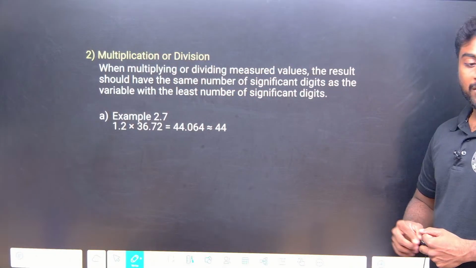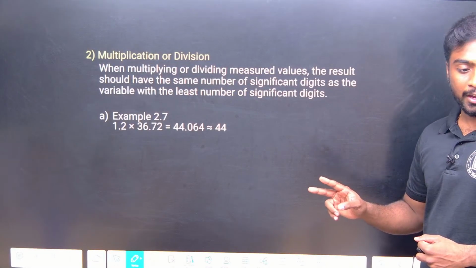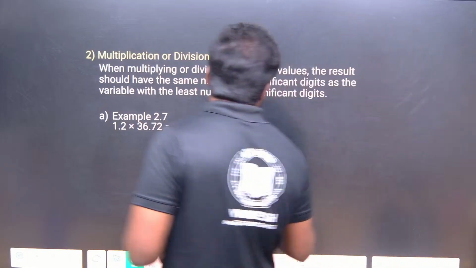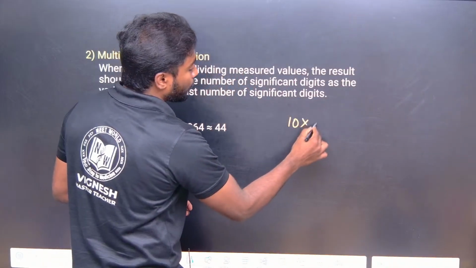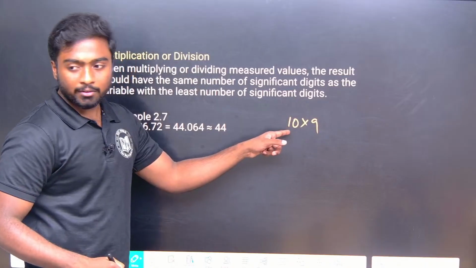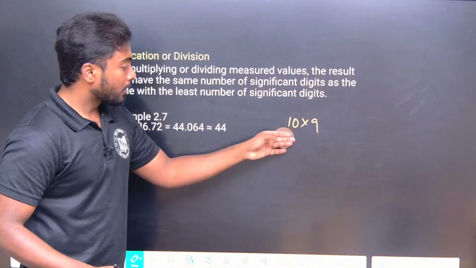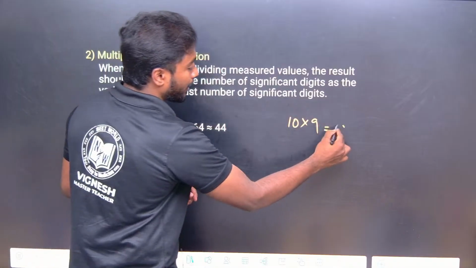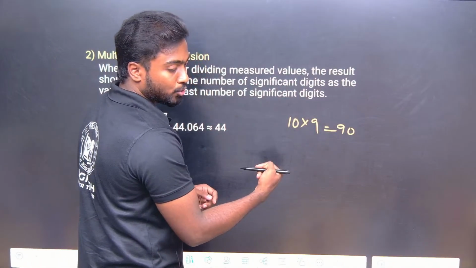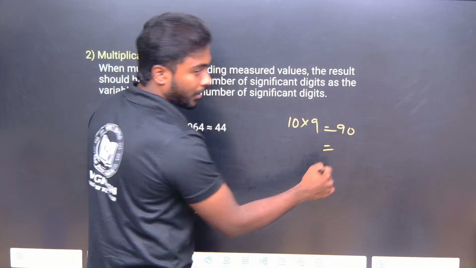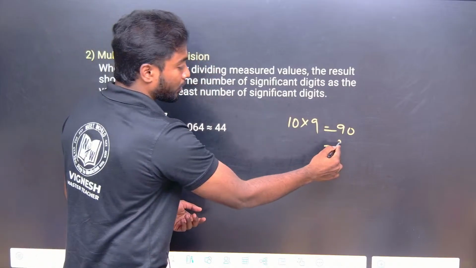Multiplication and division: we take the least significant figures. Suppose I take 10 into 9. How many significant figures here? 1. Here also 1. So what is the answer? 90. How many significant figures should I take? 1 significant figure. So 9 is the answer, no?